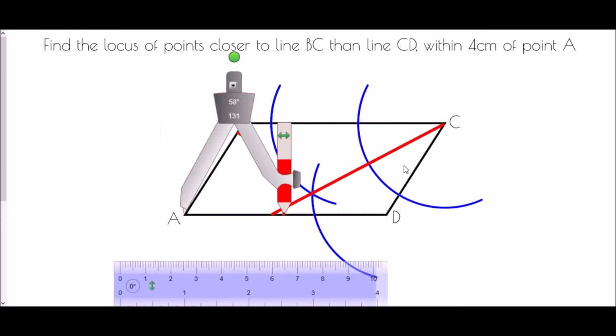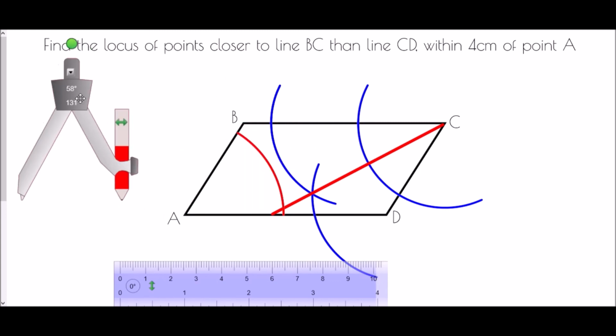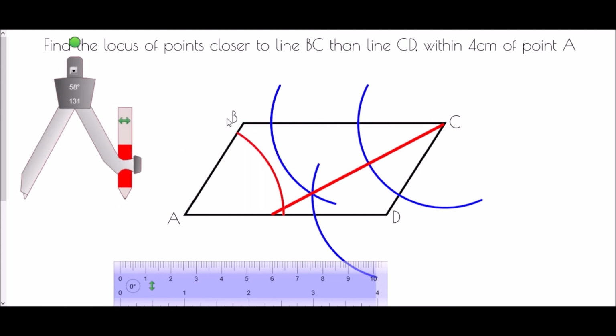And so it has to be closer to line BC and CD. So if it's going to be closer to BC than CD, it needs to be above the angle bisector, and it needs to be within 4 centimetres of point A. And so it must be within this section here. And so the piece that I'm actually interested in is anything in this piece here. And very importantly, I am not colouring in this tiny little piece here.